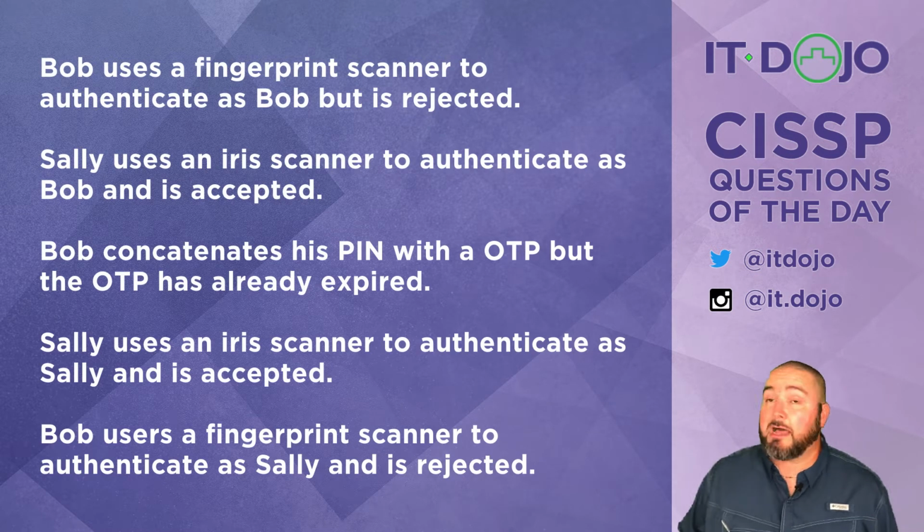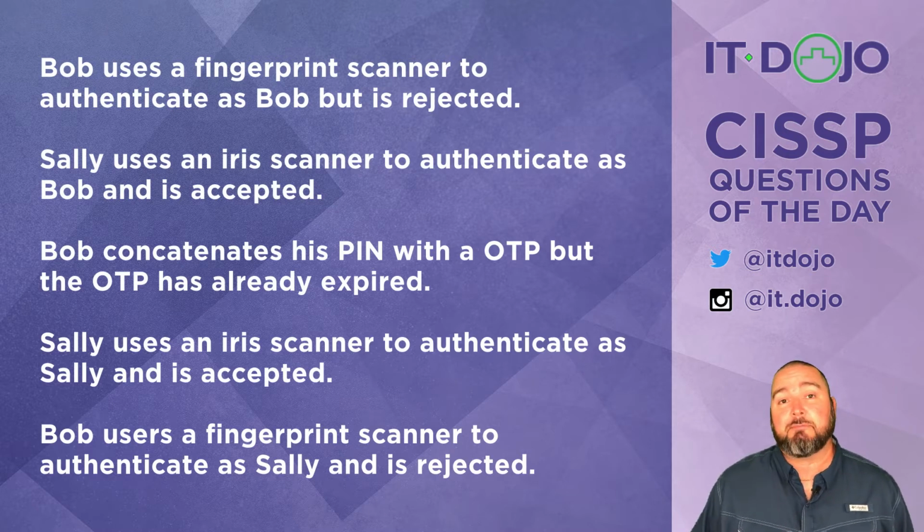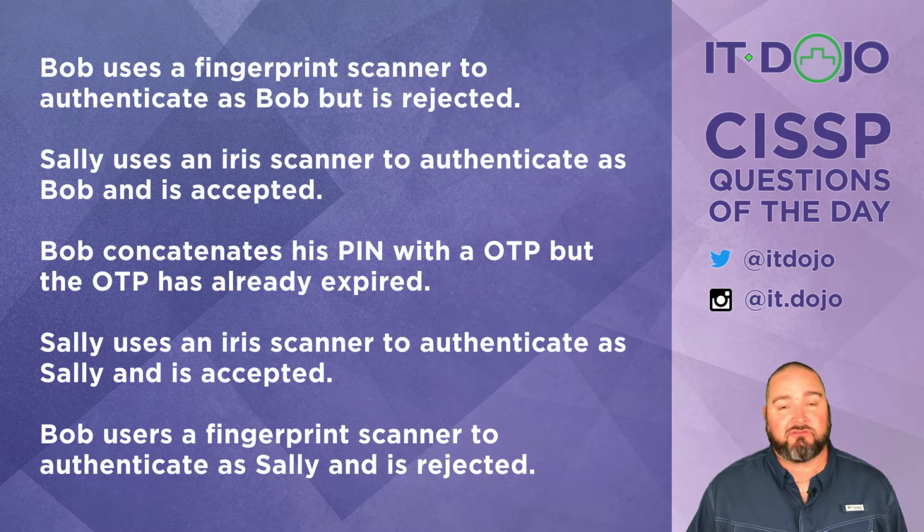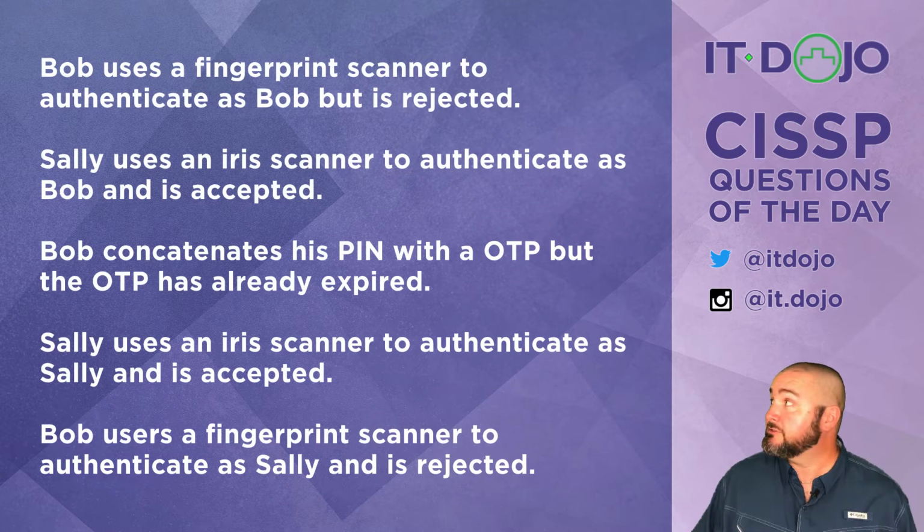First answer choice says that Bob uses a fingerprint scanner to authenticate as Bob, but is rejected. No, that is a type 1 error. That is a false rejection. It's also called type 1. We're looking for type 2.